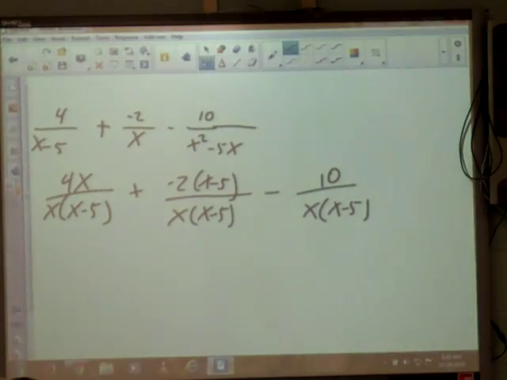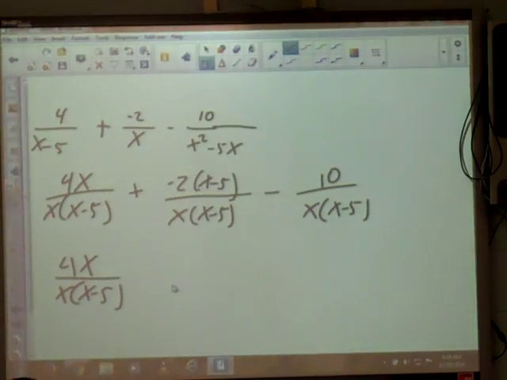I'm not going to do that one. Distribute it. Yes, that's what I'm fixing to do right now, because then I'll have like terms to combine. All right, so this gets me 4x. I'll go ahead and write the denominator again. Then I'm fixing to distribute this negative 2 here.